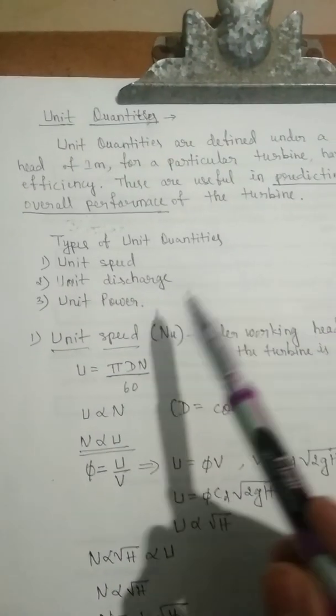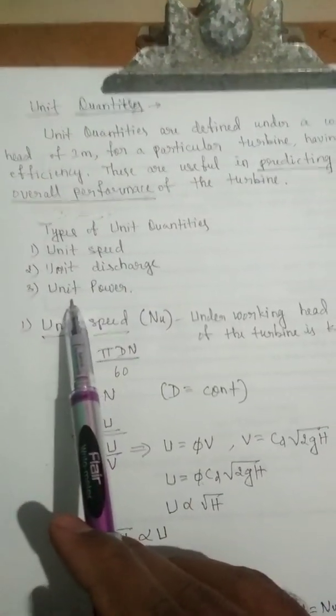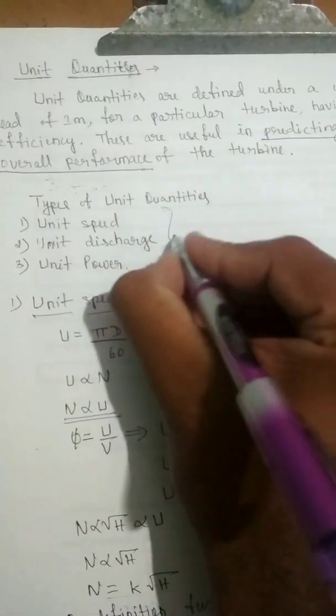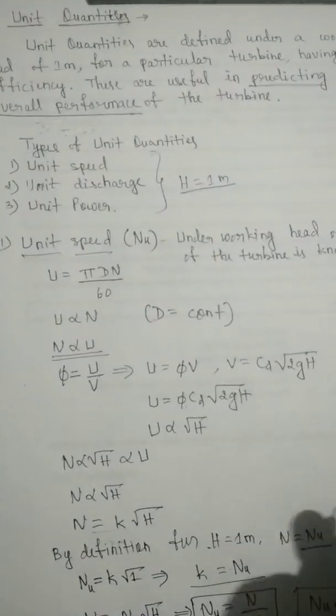So we have different types of unit quantities: unit speed, unit discharge, and unit power. All these quantities are defined for a head equal to 1 meter, that is, working head equal to 1 meter. Now let's take one by one. Unit speed.